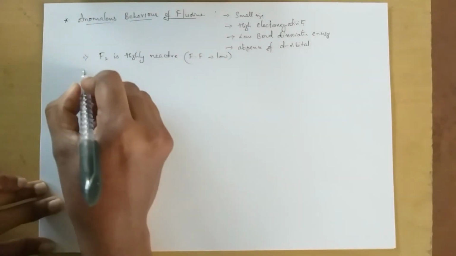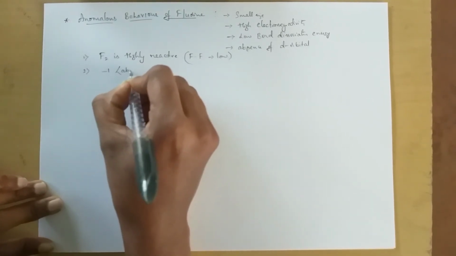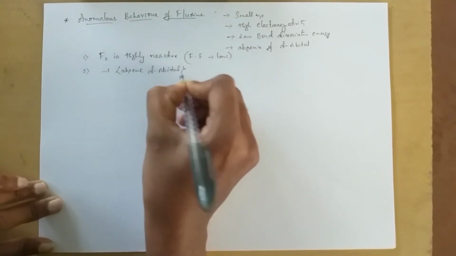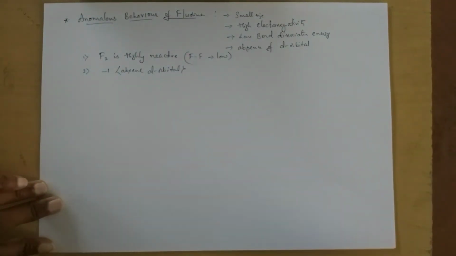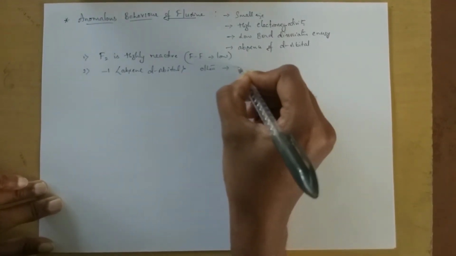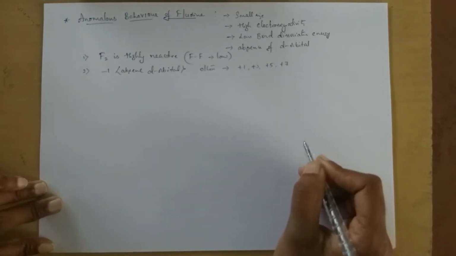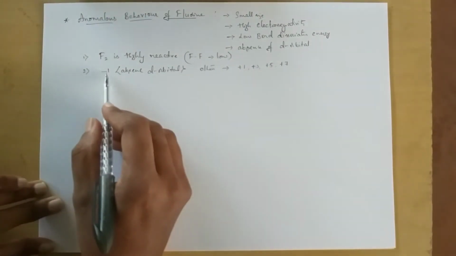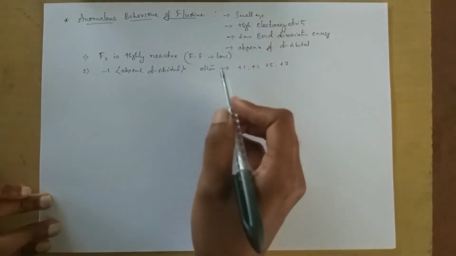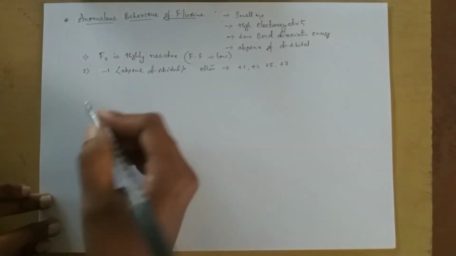Okay na. Then fluorine exhibits -1 oxidation state due to absence of d orbital in its valence shell, whereas others exhibit +1, +3, +5 and +7 oxidation states. Okay na. Fluorine exhibits only -1 oxidation state, that is due to absence of d orbital, whereas others exhibit +1, +3, +5 and +7 oxidation states.